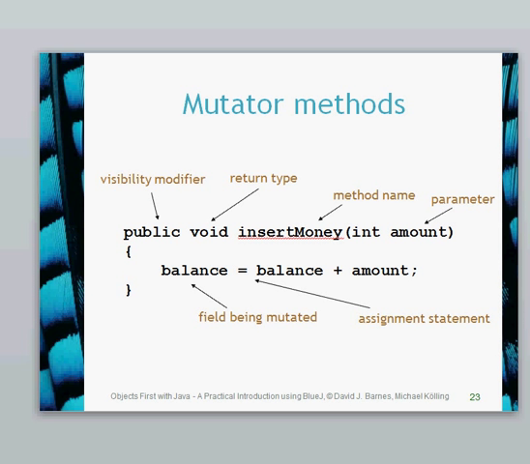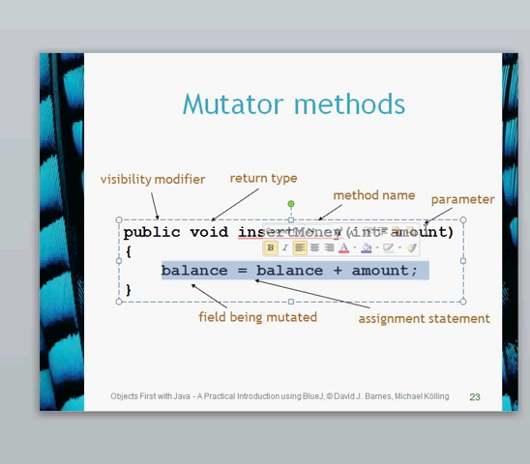Then there's the method name and a parameter within the parentheses. Now we need a type for the parameter and a name for the parameter. In this particular mutator method, we've got balance equals balance plus amount. So balance plus amount is the expression, which is then going to feed into the balance. That total line there is our assignment statement, and the assignment statement uses the amount parameter and it uses the balance field.